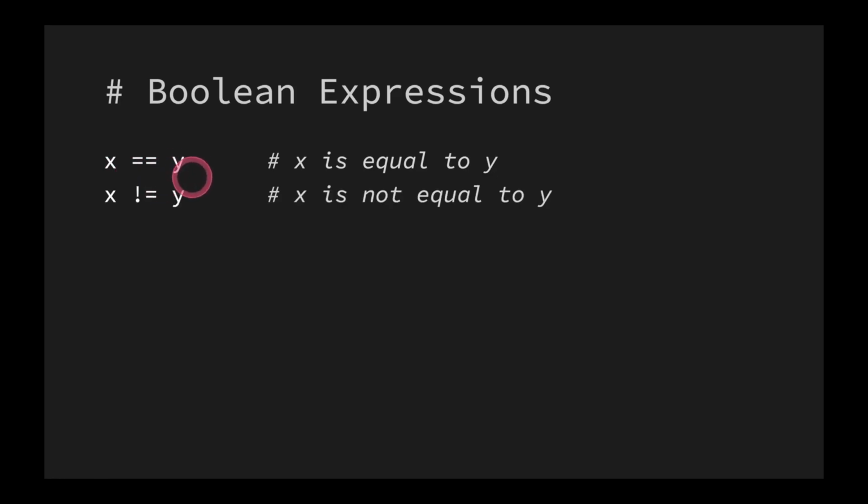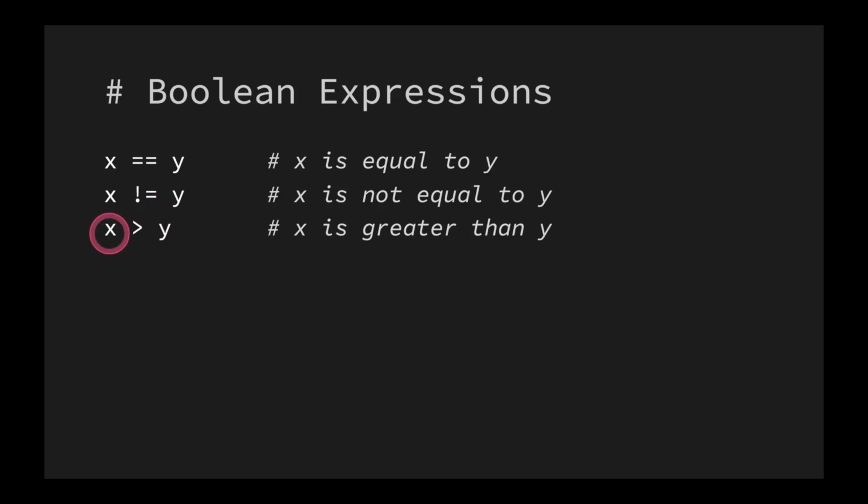The second one is not equal to. You see that the first equal sign here is replaced with an exclamation mark. So this is true when x is not equal to y. For example, when x is 1 and y is 2, then this is true because x is not equal to y.